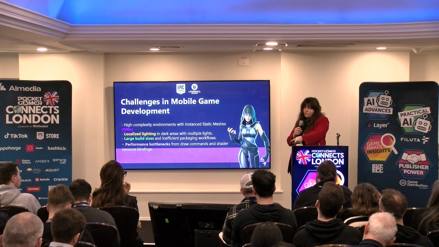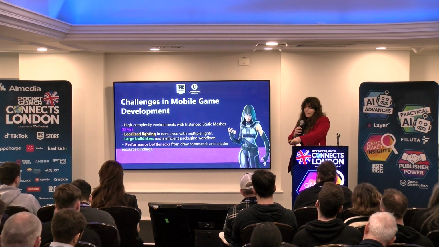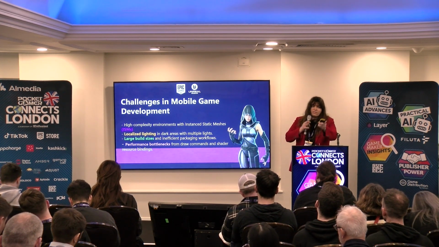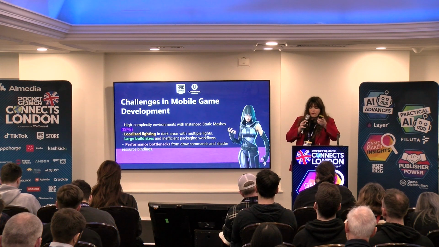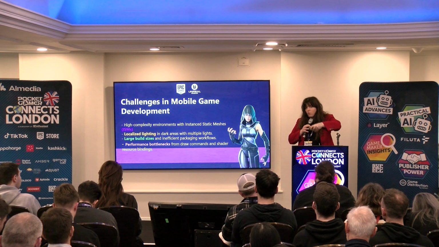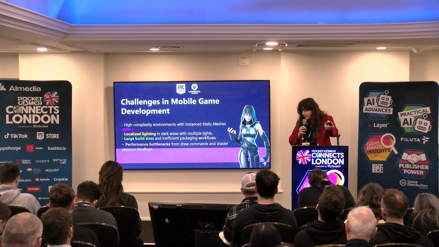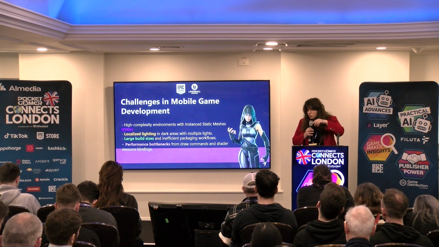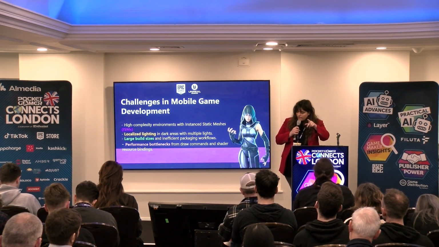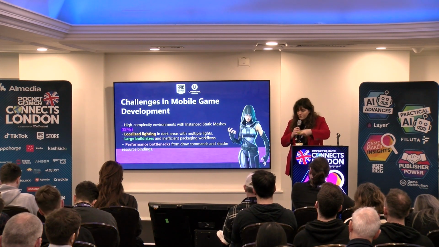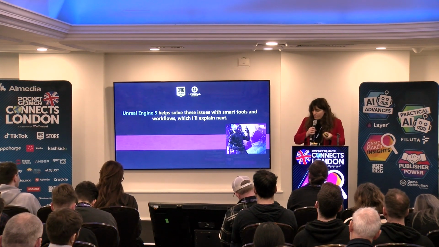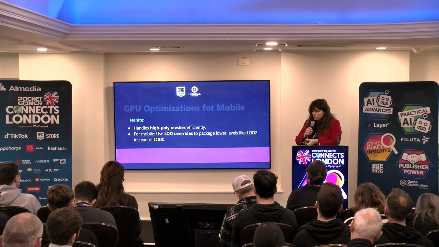This is one of the challenges that are more specific to Unreal Engine, like instanced static meshes. When you have many meshes that are separate in Unreal Engine, you merge them all into one static mesh with all the instances, because Unreal Engine is an object-oriented engine based on C++, so everything inside is actors and objects. Then there is localized lighting in dark areas with multiple lights. I will explain later the technique that Unreal Engine has that is great for that. And performance bottlenecks. Unreal Engine helps us fix these issues with smart tools and workflows.